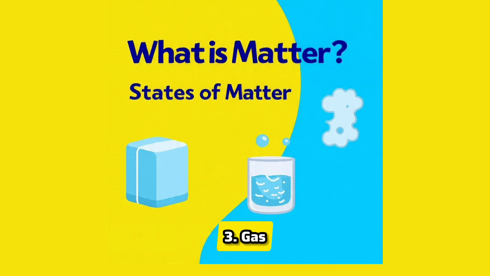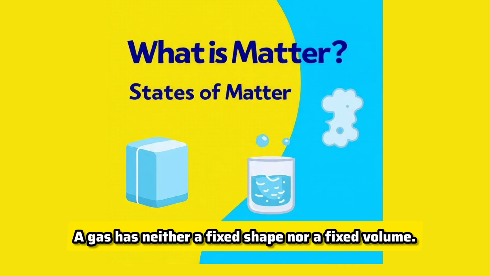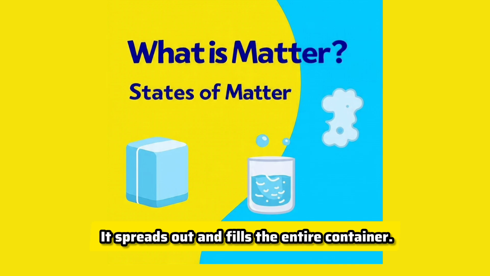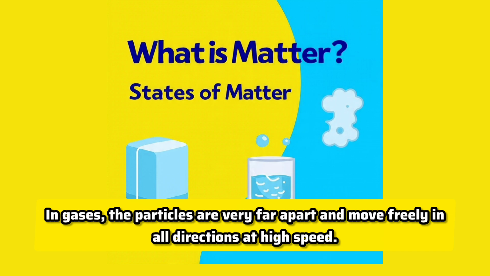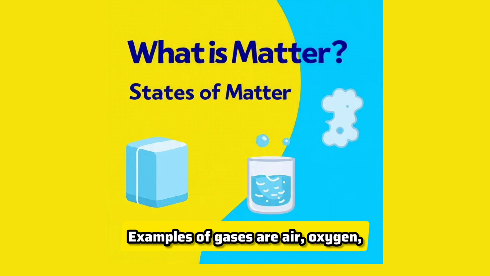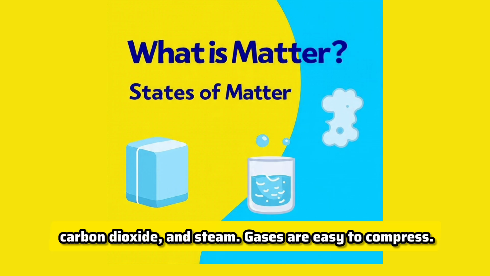3. Gas. A gas has neither a fixed shape nor a fixed volume. It spreads out and fills the entire container. In gases, the particles are very far apart and move freely in all directions at high speed. Examples of gases are air, oxygen, carbon dioxide, and steam.